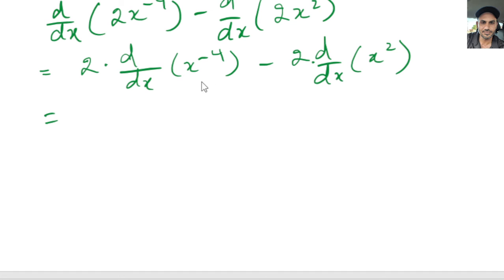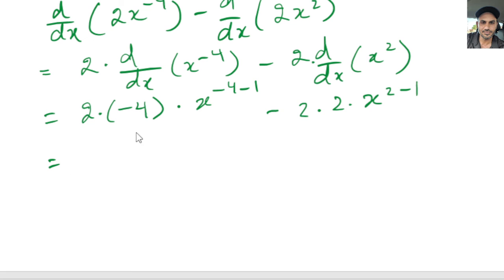Now we go ahead and take the derivative of inside right here by using the power rule of derivatives. So it's going to be 2 times this negative 4 comes to the front, multiplies, times x to the minus 4 minus 1. We subtract 1 from it, minus 2 times, here this 2 comes to the front, x to the 2 minus 1. So 2 times negative 4 is negative 8, x to the negative 5, and then negative 2 times 2 is 4, and this is x to the 1.